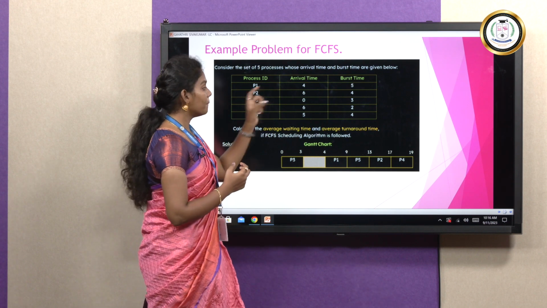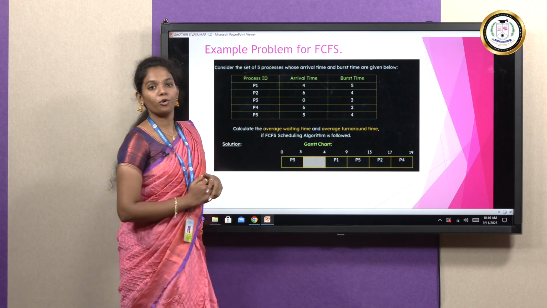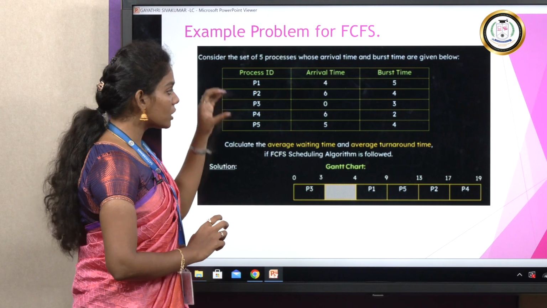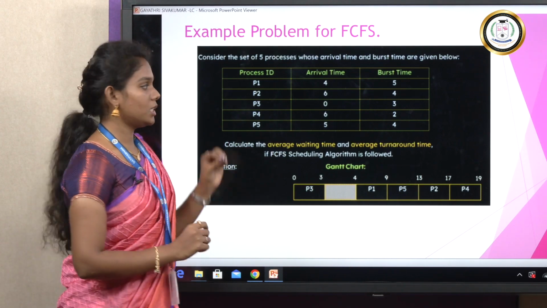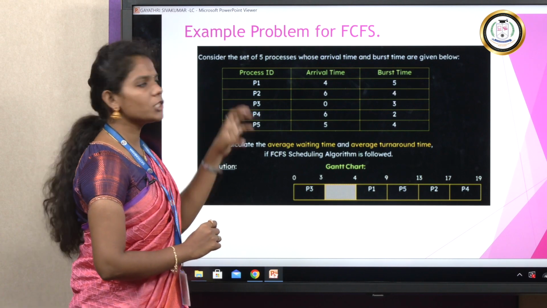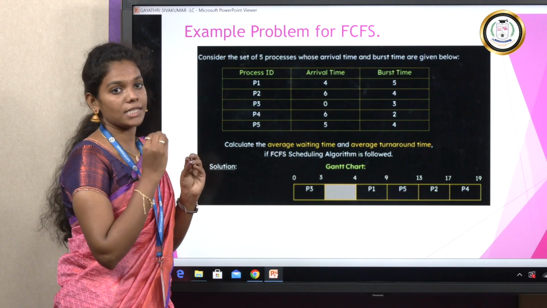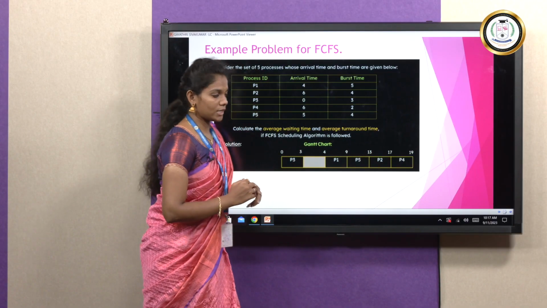Now after 5, what is the next number which is higher? Obviously it is 6. But at 6 you have two processes, P2 and P4, with the same unit of time 6. Among these two, FCFS says whichever comes first. P2 comes first in ascending order, so obviously P2 is going to occupy the next CPU execution.